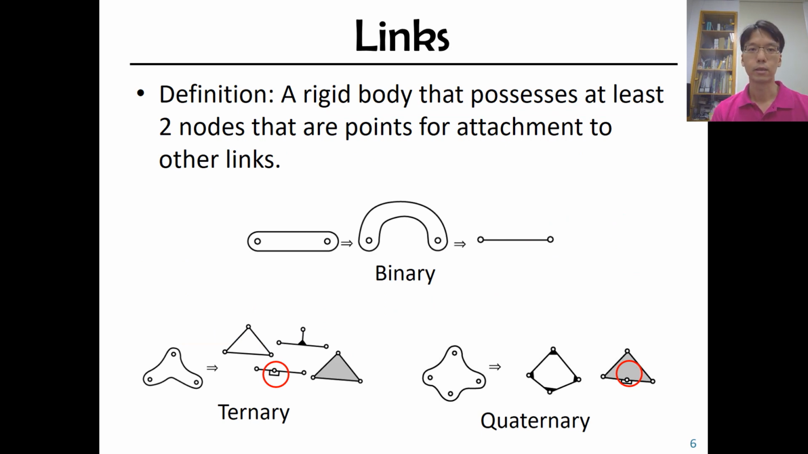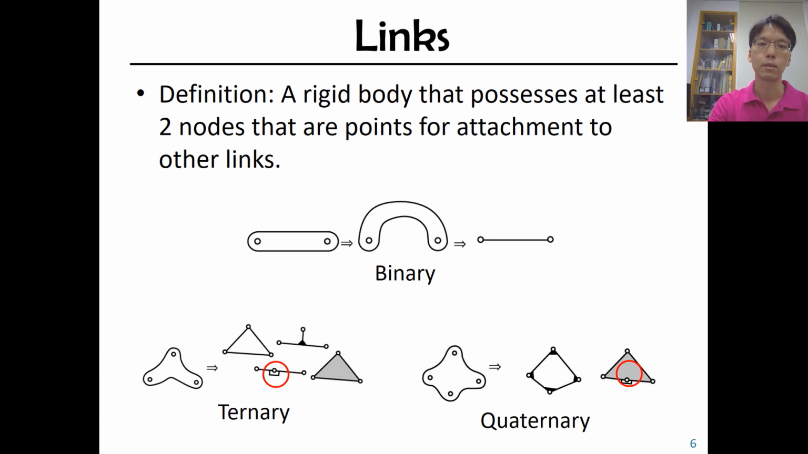So regarding link, let's see the definition of link. A link is a rigid body that possesses at least two nodes that are points for attachment to other links. So links may look like this. It's a rigid body. Rigid body means these things cannot be deformed. It's rigid. And through our entire course, we only consider rigid bodies. So all the links are not deformable.